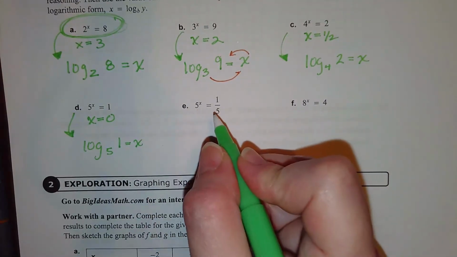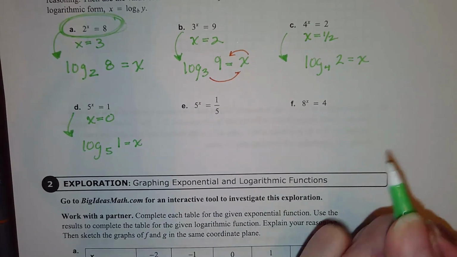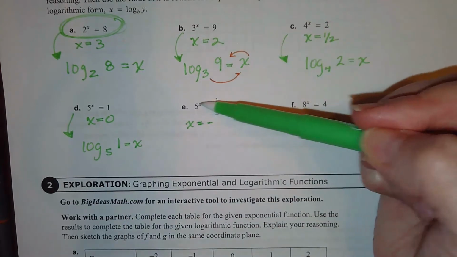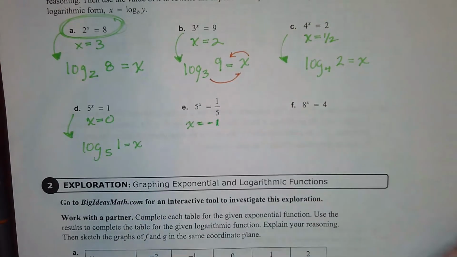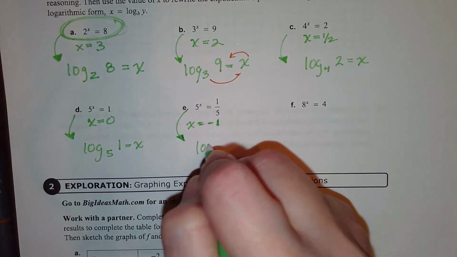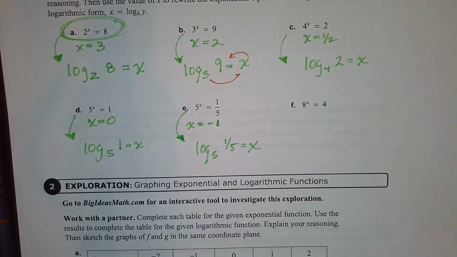All right, this is like the one we did on the other page. 5 to the x equals 1/5. We're going from a whole number to a fraction. So you know your exponent has to be negative. And then from 5 to 5, you would raise this to the first power. Okay, so this would be log base 5 of 1/5 equals x.